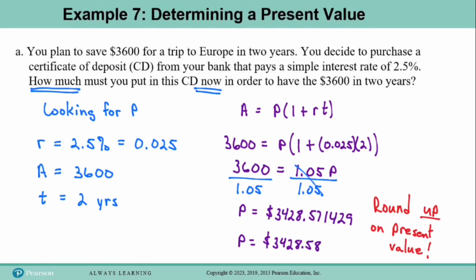Or if they had asked us to round to the nearest dollar, it would have been $3,429. So just be aware of that when you're calculating present value. You want to make sure and round up, even if the next value does not tell you that you need to round up. And now let's cut over to the calculator real fast because I want to make sure everybody knows the easiest way to get this answer to show up on your screen.